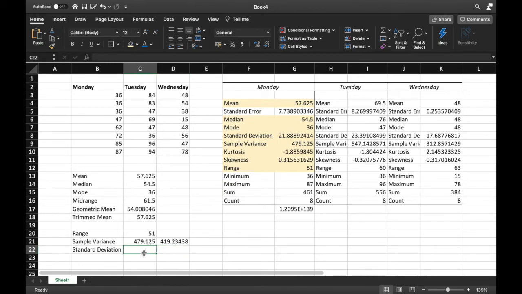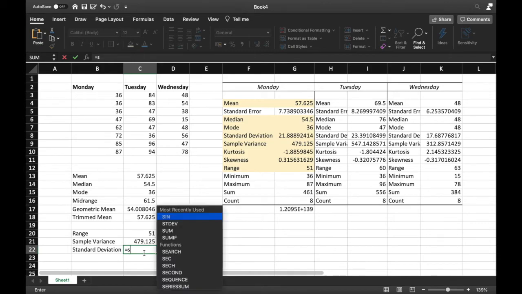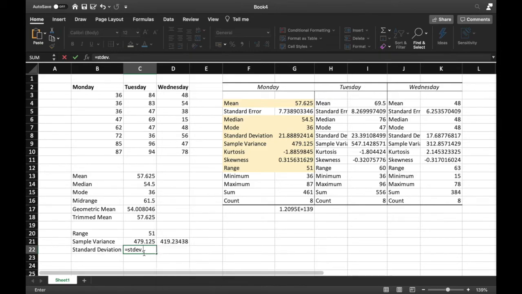Now we have standard deviation. The function for standard deviation is STDEV. We also have the .P and .S options, but we're going to use just the sample. And then highlight everything. And we get 21.89 as the answer, which is equal to what we got earlier.